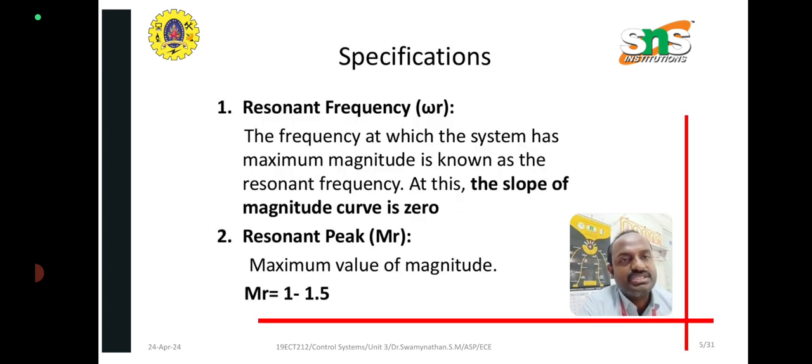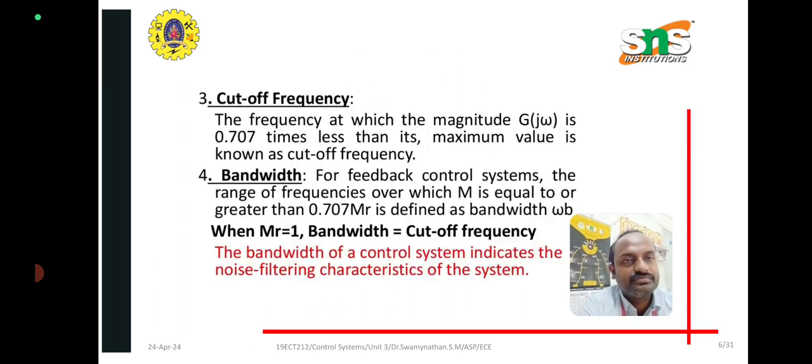Now the specifications. Omega r, the frequency at which the system has maximum magnitude, is known as the resonant frequency. At this point, the slope of the magnitude curve is 0. The peak resonance Mr ranges from 1 to 1.5. And the cutoff frequency is the frequency at which the magnitude, G of j omega, is 0.707 times its maximum value. So it is known as the cutoff frequency.